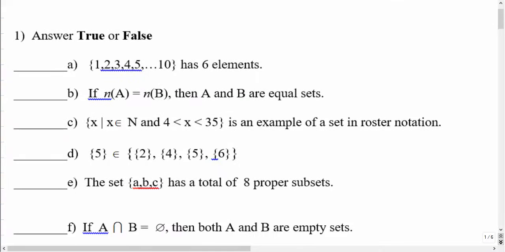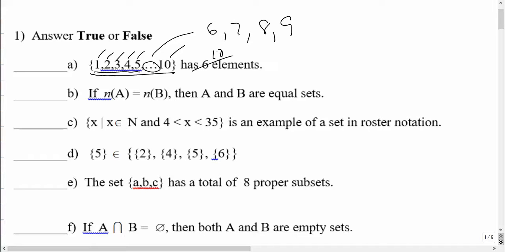A. Does this set here contain 6 elements? Well, if you think about it, there's 1, 2, 3, 4, 5, 6 elements, but with the ellipses, what this means is that this pattern continues. So, some of the elements that are part of this set that you do not see would be 6, 7, 8, and 9. So this set has 10 elements, so this is false.